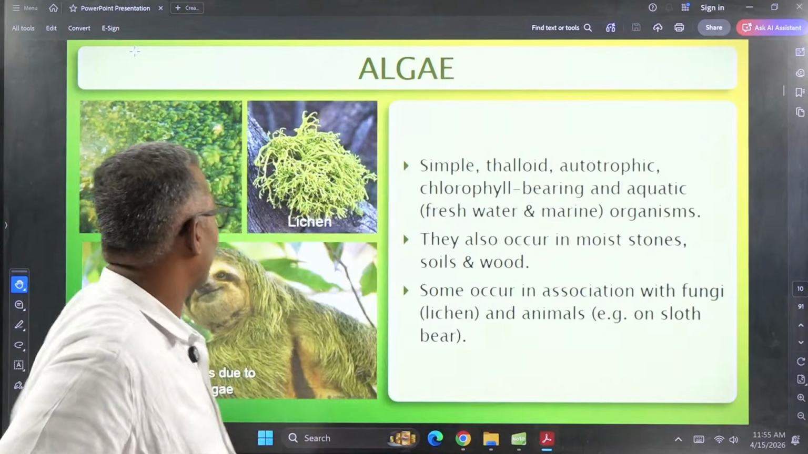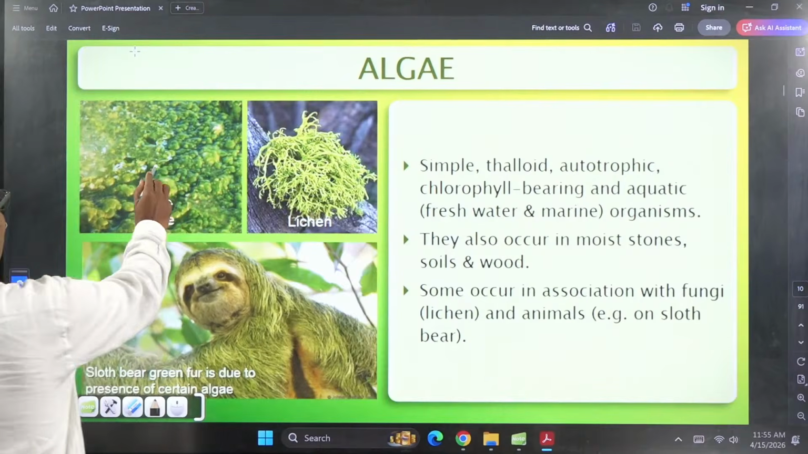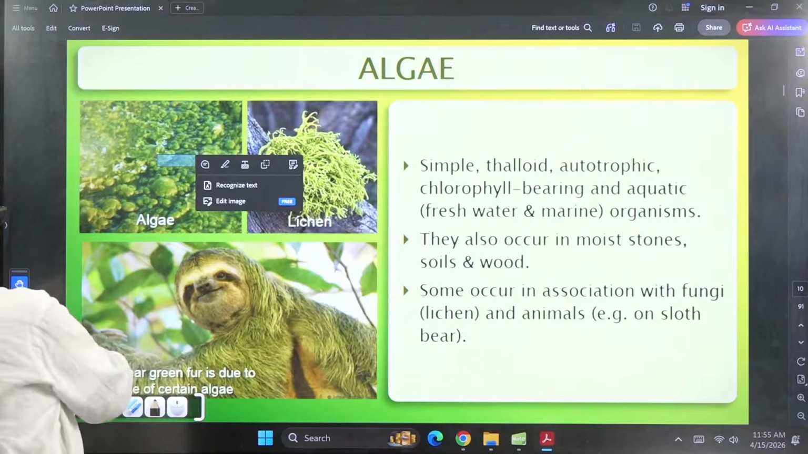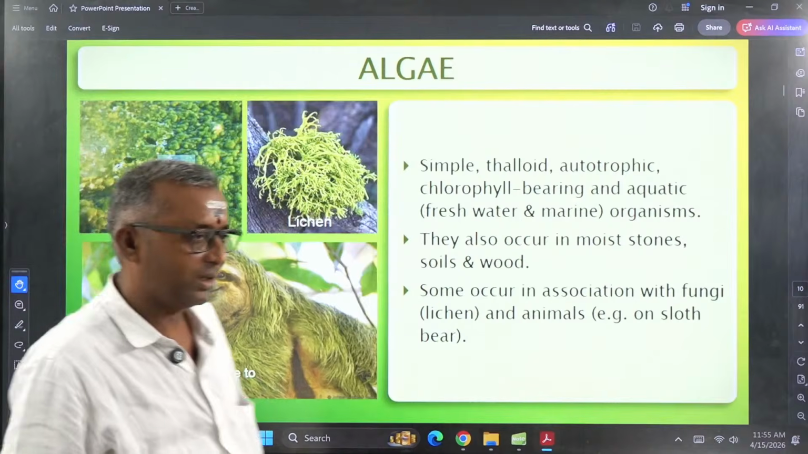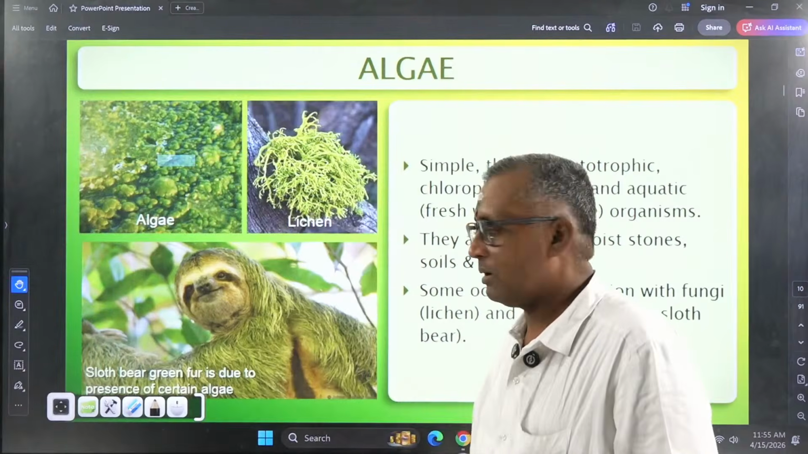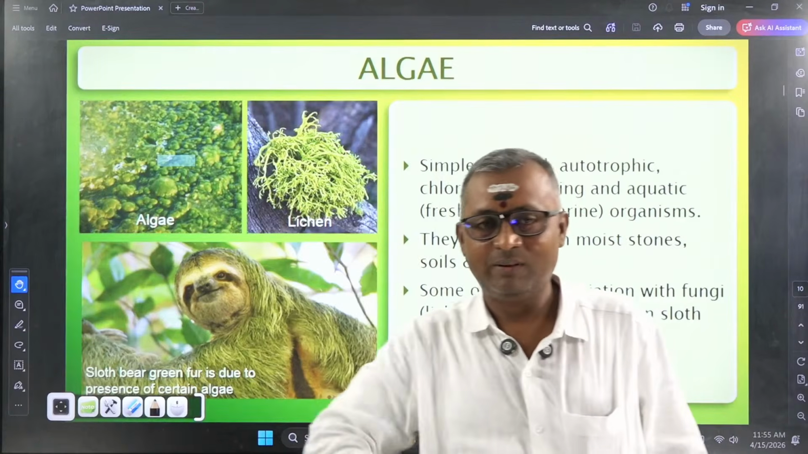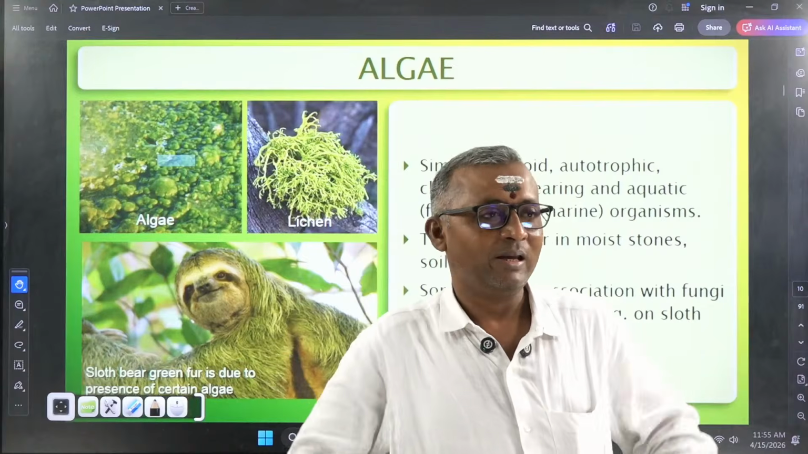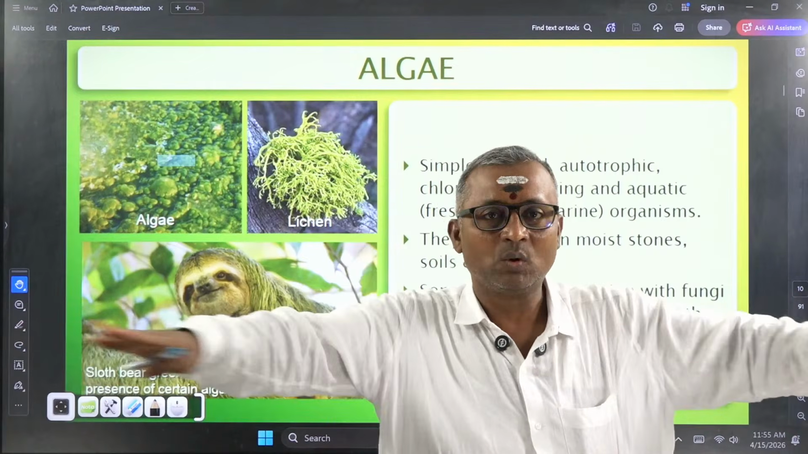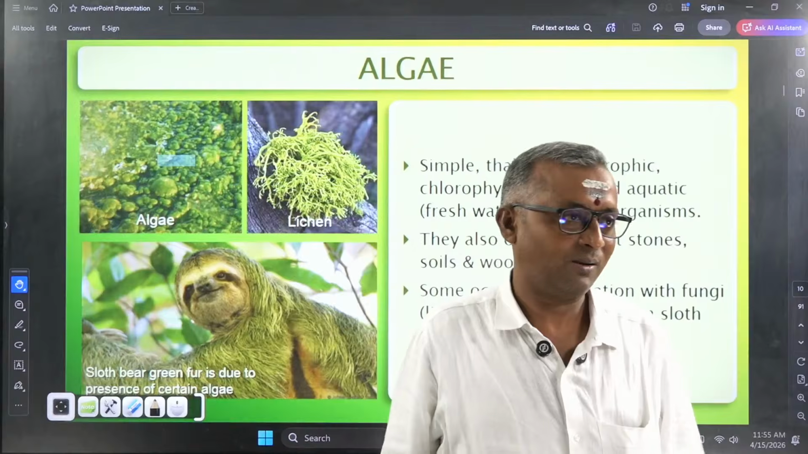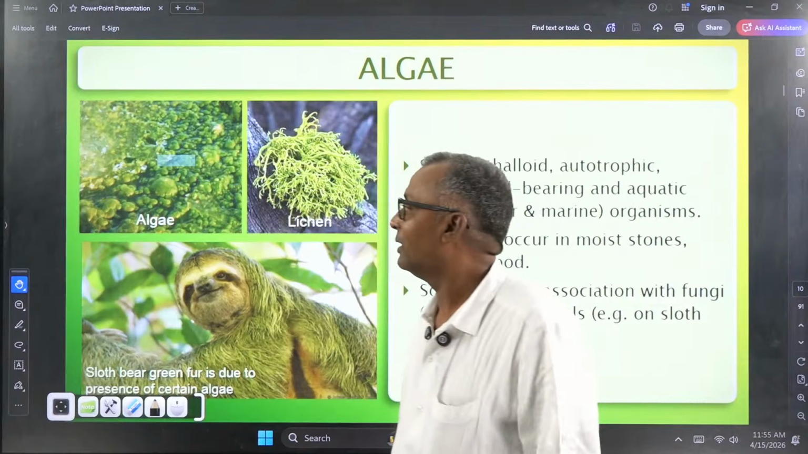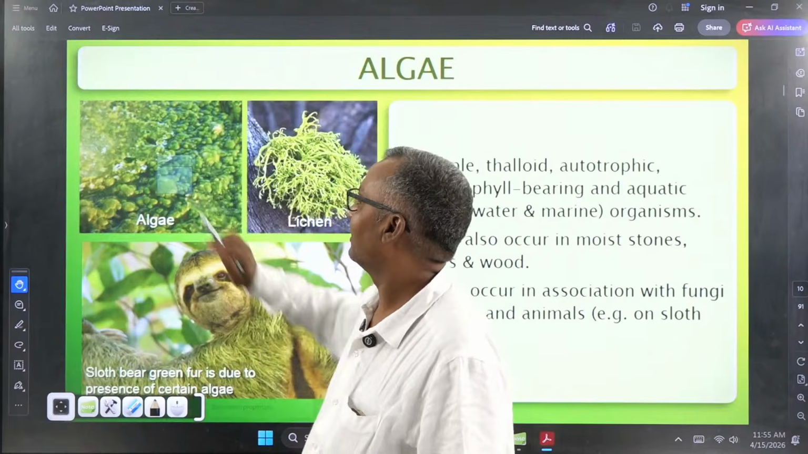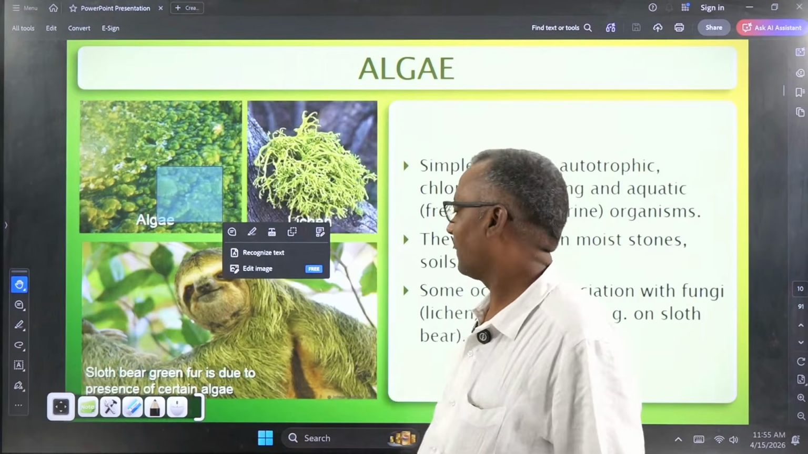Now look at here. Can you see this diagram? I think you might have seen, if you go to any pond or lake with stagnant water, you could see a green colored scum growing on the surface of water. Have you observed it? That is nothing but algae. Now this is the algae. This is algae.